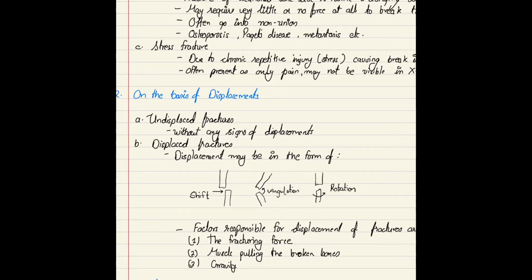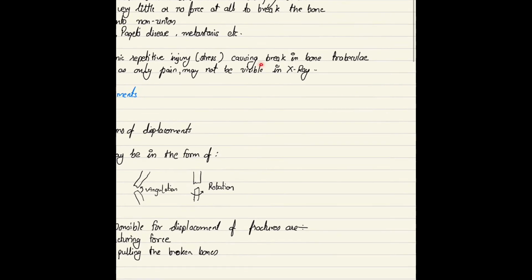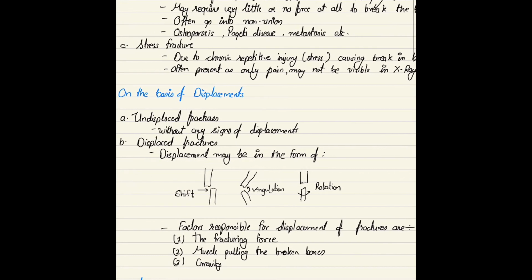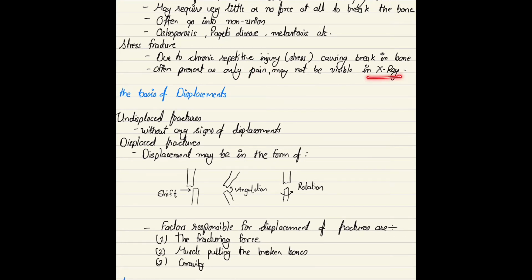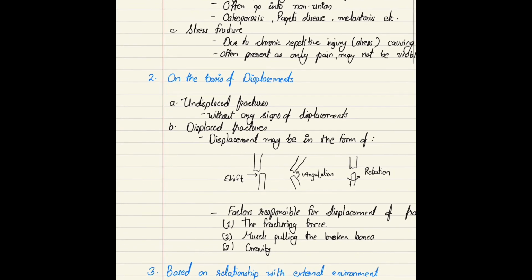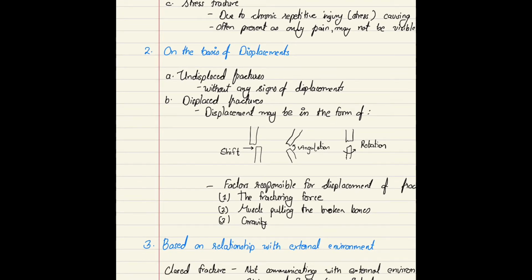Stress fracture is due to chronic repetitive injury that will cause the break in the bone trabeculae. And often these fractures present only as pain and they may not be visible in X-ray. The next one is classifying fractures on the basis of displacements.